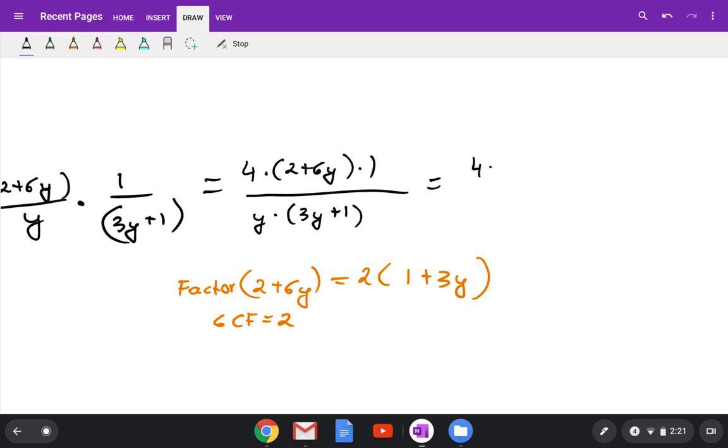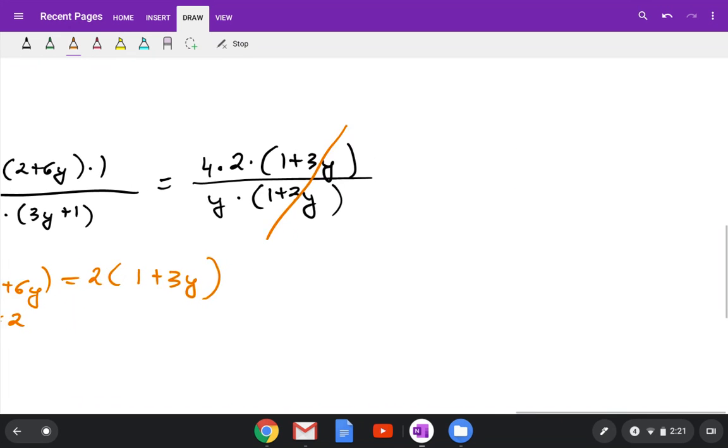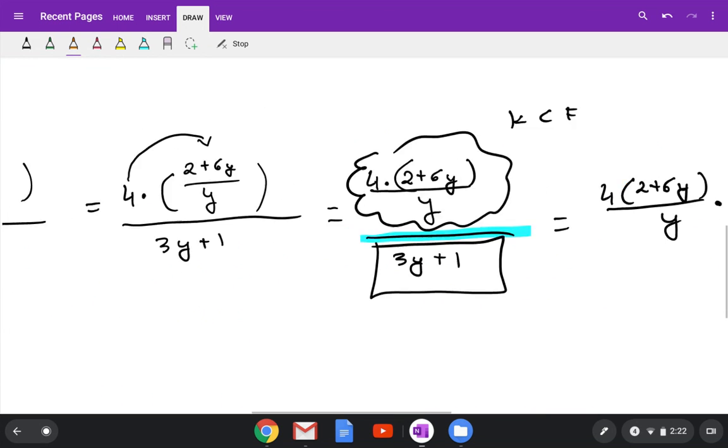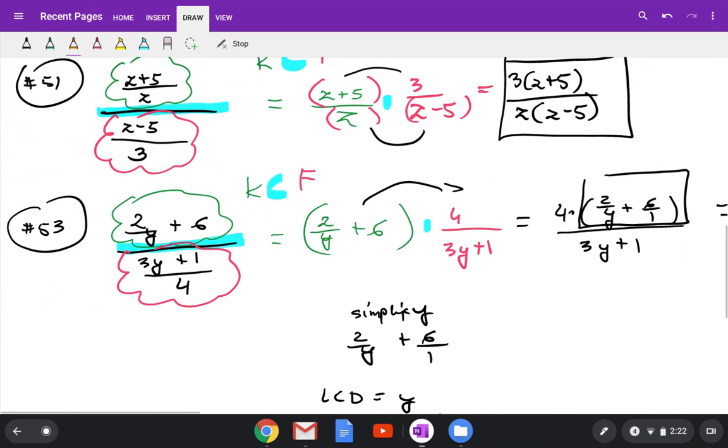So we have 4 times 2 times 1 plus 3y times 1, which we can ignore, over y times 1 plus 3y. And look what happened. Finally, 1 plus 3y cancel, and we end up with 4 times 2, which is 8 over y. 8 over y. And that was number 53. Okay.